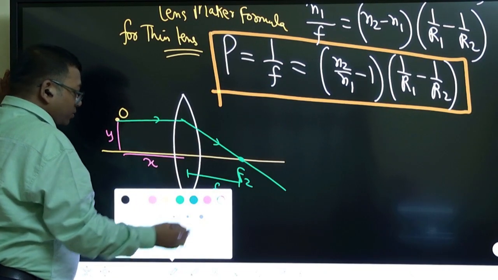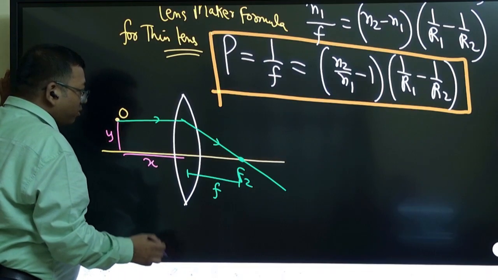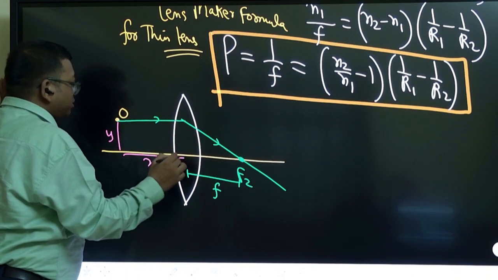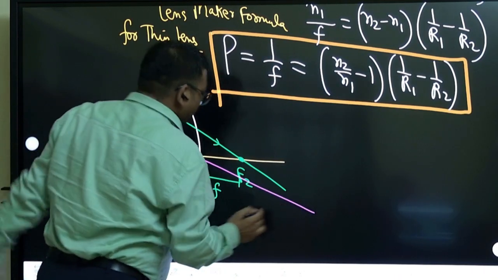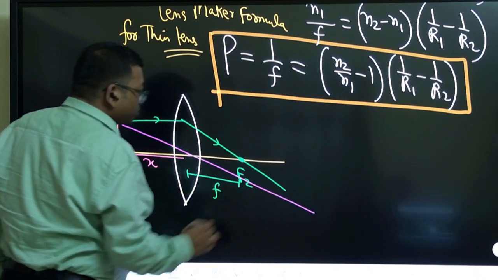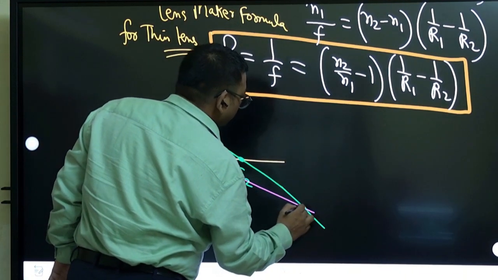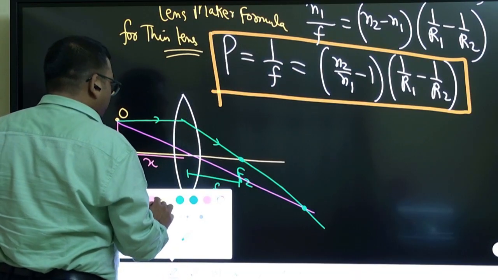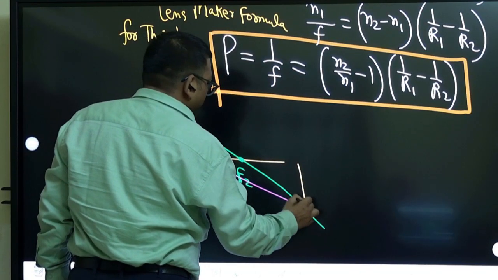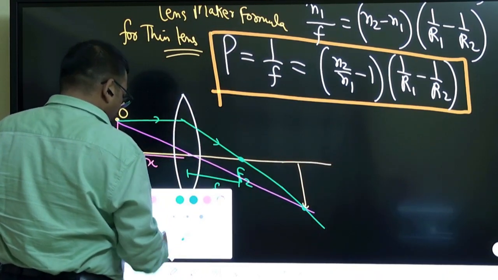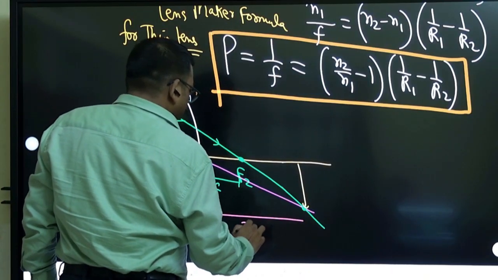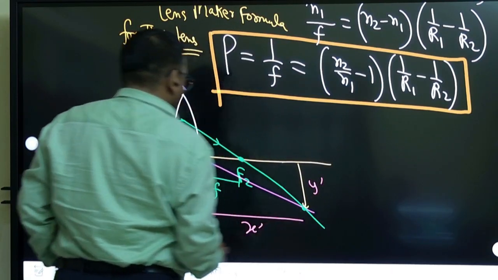Okay. So where the image will be formed, let's take one more ray passing through the center. It will go like this. So these two rays are going to meet here, right? This point is the image. This distance I am defining as x dash and this I am defining as y dash.